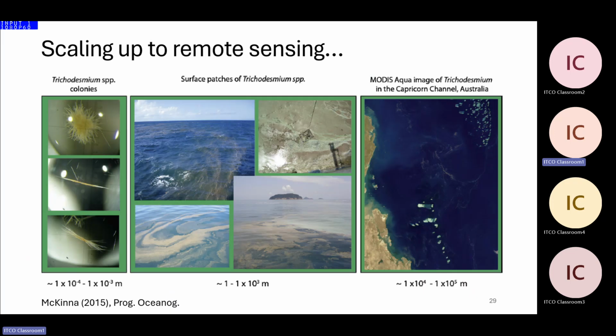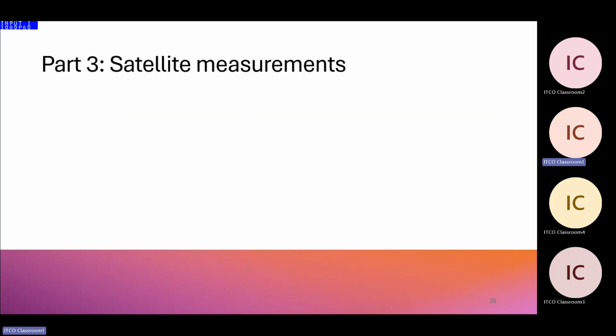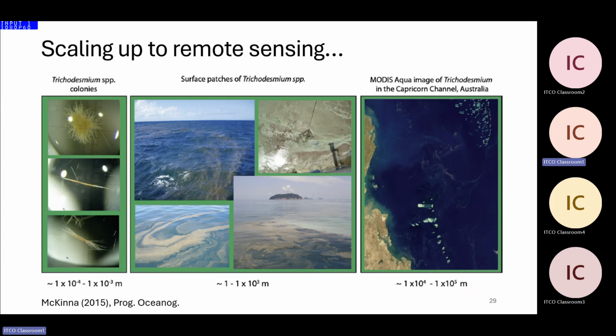Okay, let's talk about satellite measurements and scaling up to remote sensing. I'll try and get through this. So this is a picture from a paper looking at Trichodesmium and showing you at different length scales what Trichodesmium looks like. Under the microscope, it can occur as single cells or filaments, or it can form these macroscopic colonies. You can actually scoop out the bloom water on your hand and see the colonies without a microscope.